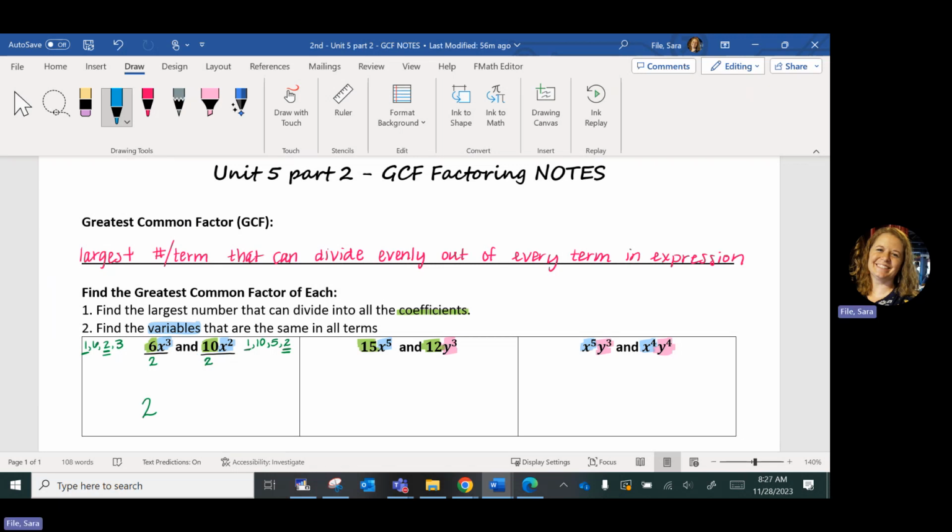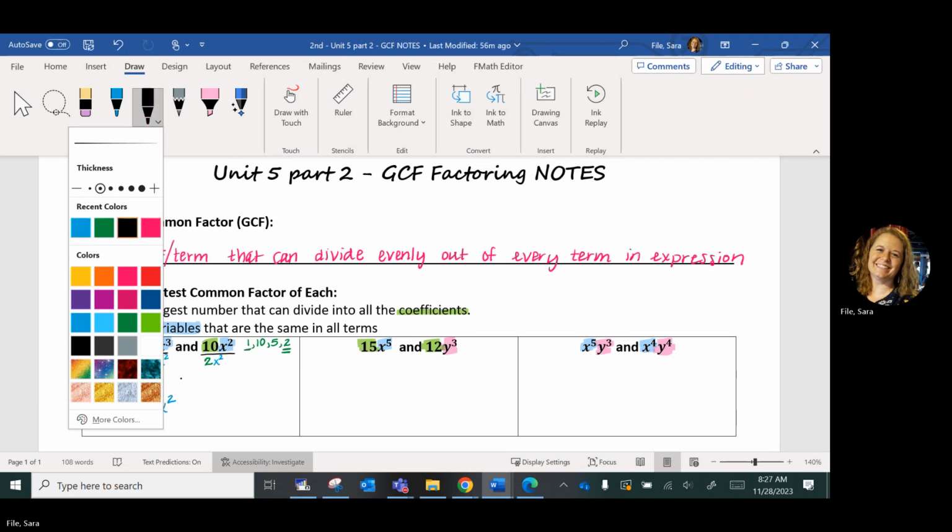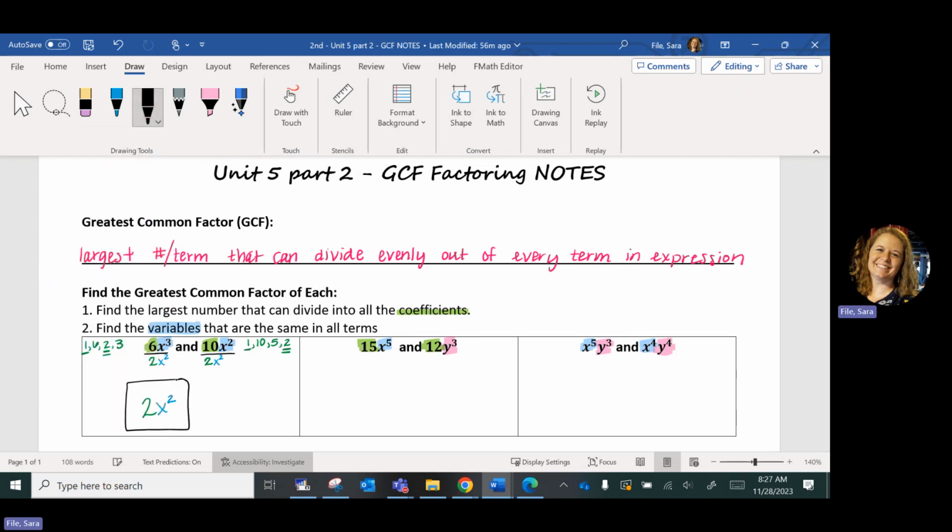Squared. So I'm going to be able to take an x squared out of both of those. What I'm going to actually be able to do is divide out an x squared. I would not be able to divide x cubed out of this second term because the 3 would be bigger than the 2, right? I couldn't do that. So that's it. This is just asking what is the greatest common factor. So 2x squared is the GCF for this first one. That is what I could divide out of both of those terms evenly.